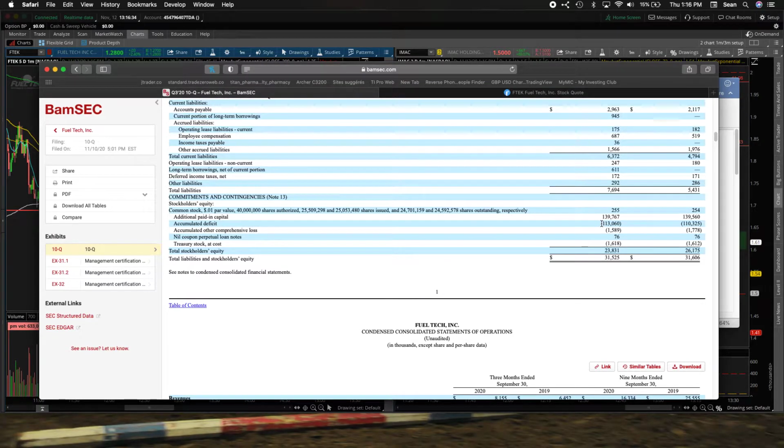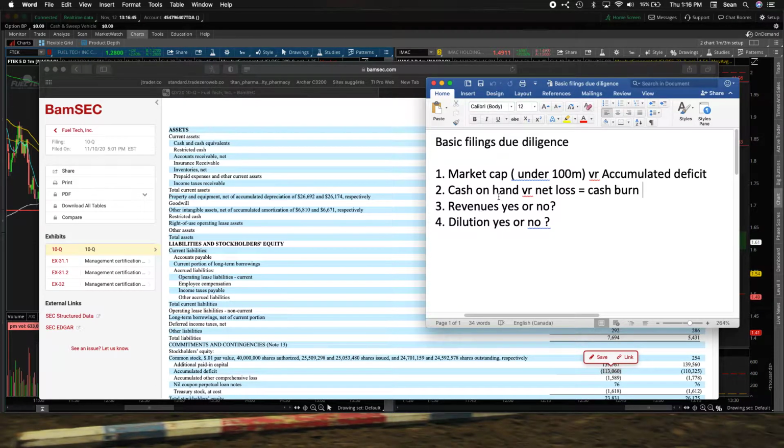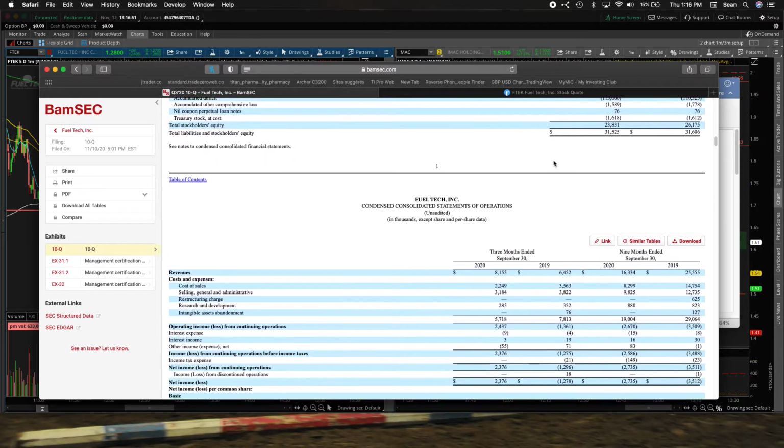Okay, so we got a green flag. We got a lot of deficit here compared to the market cap. We got 1 green flag. Cool. What was the next green flag? The next pillar is cash versus net loss. All right, let's go see. Do they have cash? Yeah, they've got 9 million, and let's just go see their net loss.